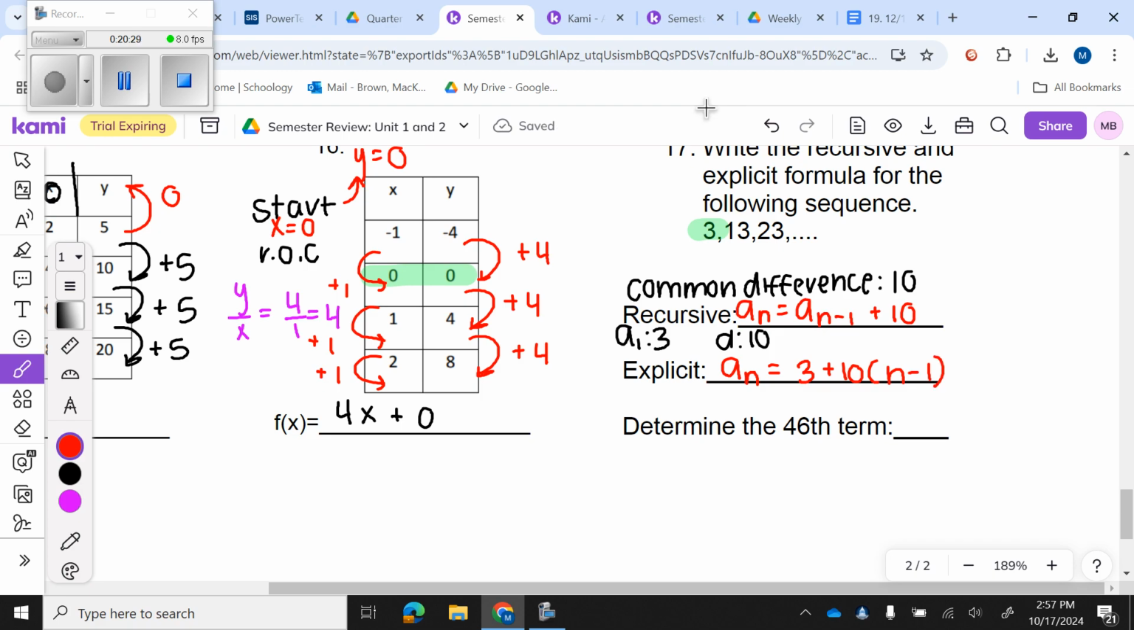Because these are formulas, they're still going to have the n in them. Okay, but if I want to find the 46th term, that's the nth term, so I'm going to use the formula that I just created. I'm going to put 46 in for n, and now I'm just going to type this whole thing in my calculator just how it is, and you should get 454.